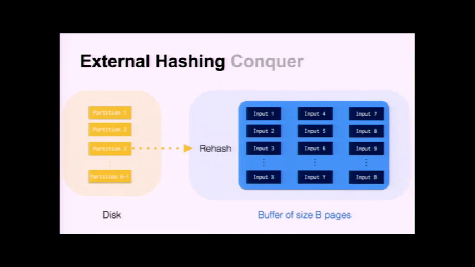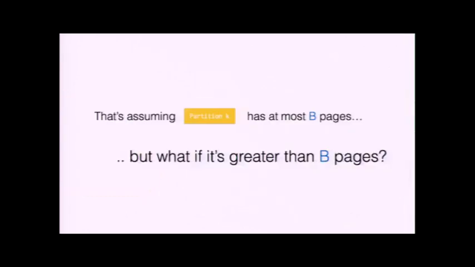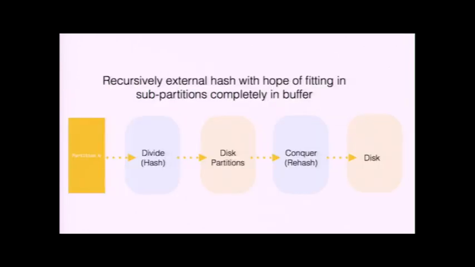Afterwards, for each partition on disk, we stream that partition back through our buffer and rehash it in our in-memory hash table. And this only happens if our partition is big enough to fit into memory. Remember, our memory was B pages big. So if our partitions are larger than B pages, then we'll have to recursively hash this data until our partitions are small enough to fit in memory.